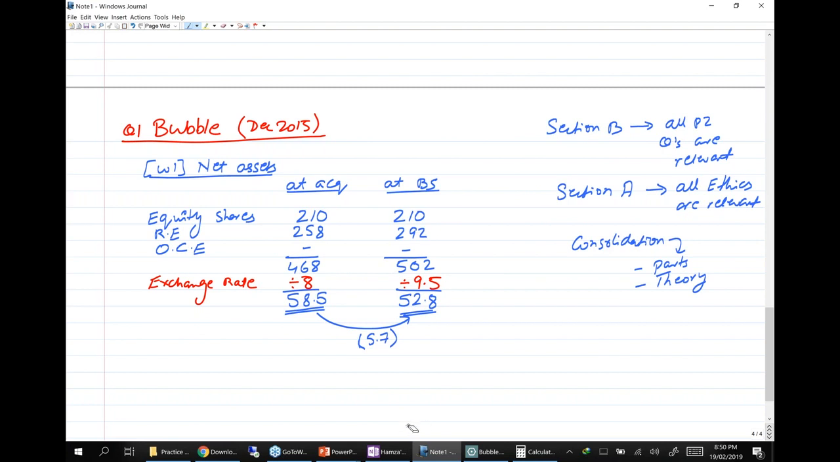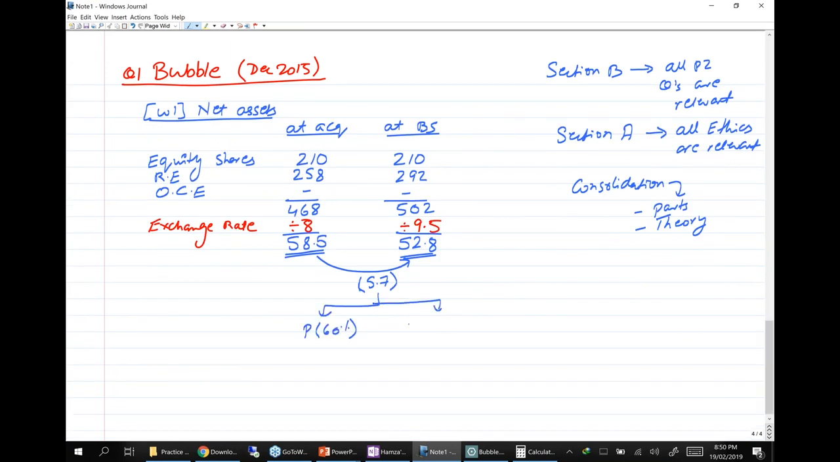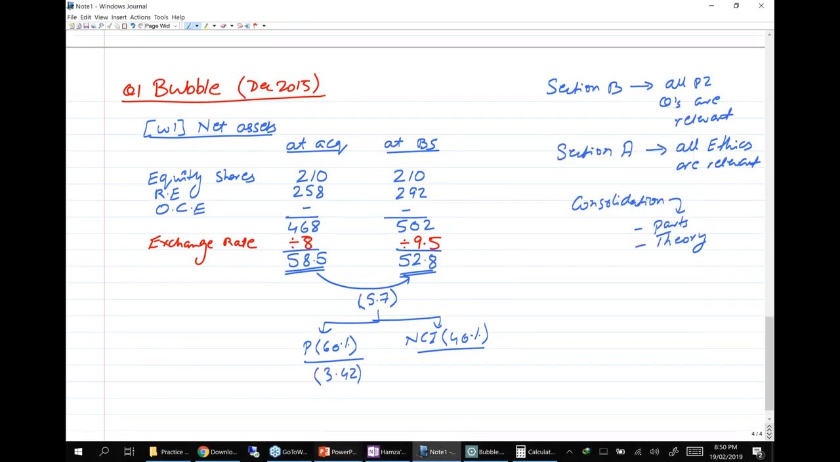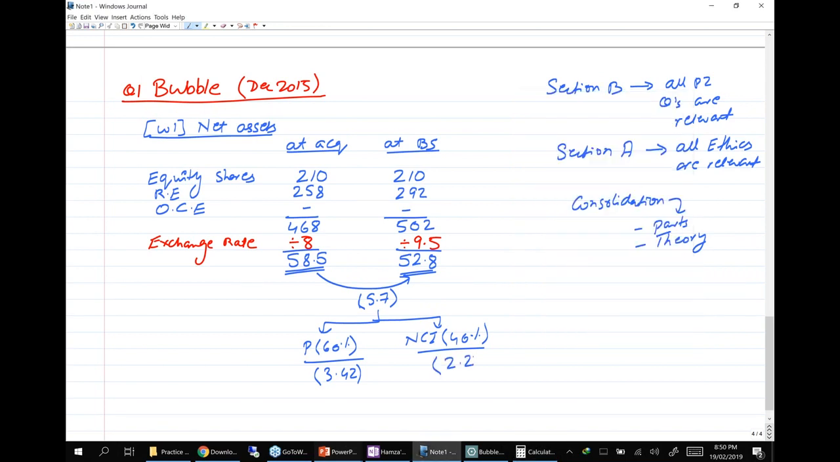And out of this 5.7, this relates to two parties, 60% to the parent and 40% to the NCI. So 5.7 into 60% is negative 3.42, and 5.7 into 40% is going to be 2.28. So we can call this 3.4 and 2.3. So this is how we are going to break down the values. Thank you, Mutazasan. Thank you, Simran, for the values.